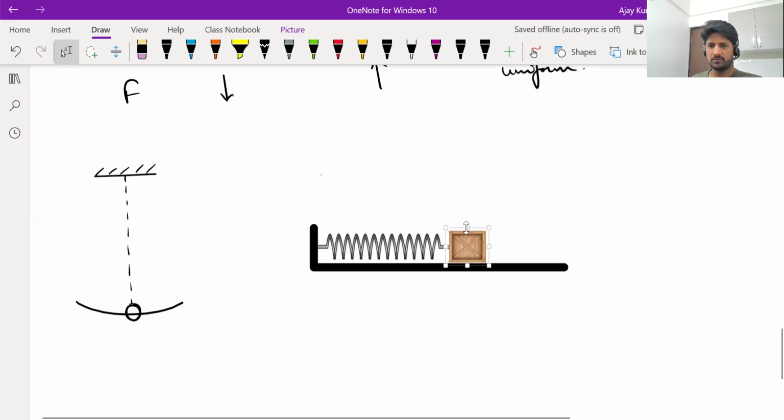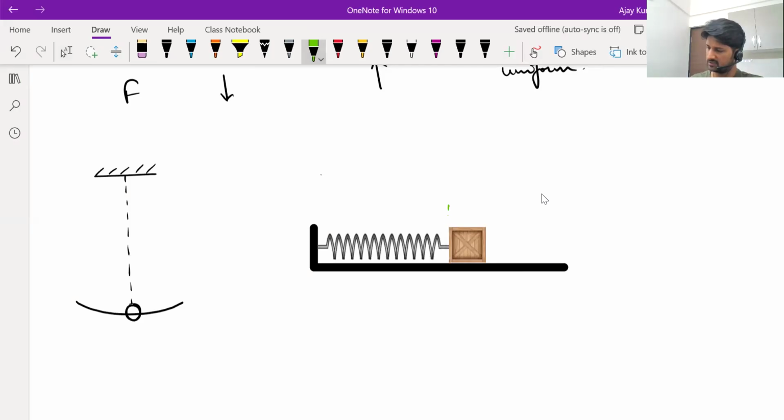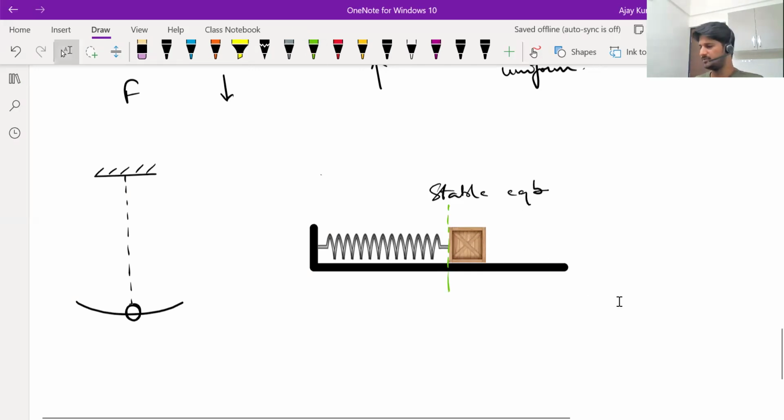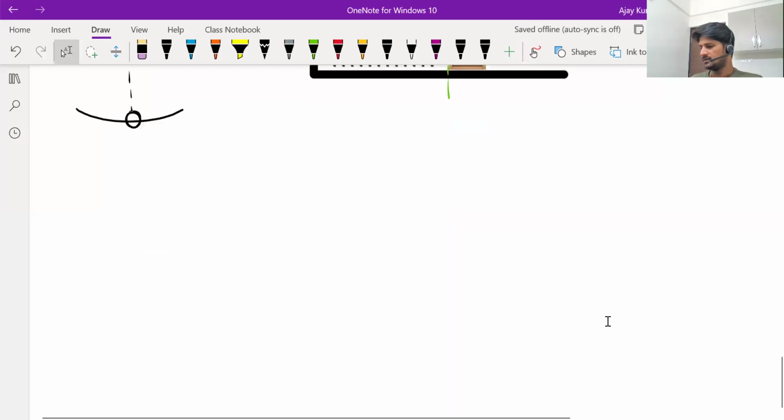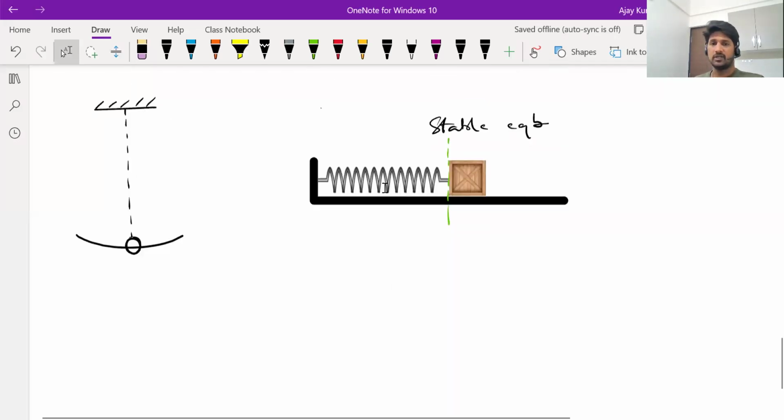Now, if you leave this system at natural length, it will stay there only. So we know natural length is the equilibrium position for this. But if you pull it to the right side, spring will get elongated. It will pull the block back to equilibrium. And if you push it to the left side, spring will be compressed. It will push the block back to equilibrium. So here, the kind of equilibrium the block is experiencing is a stable equilibrium. So spring block systems, simple pendulum, you can even suspend the spring block system vertically.